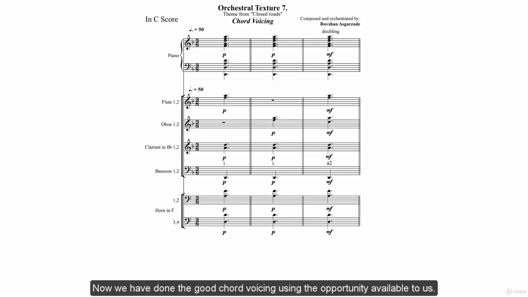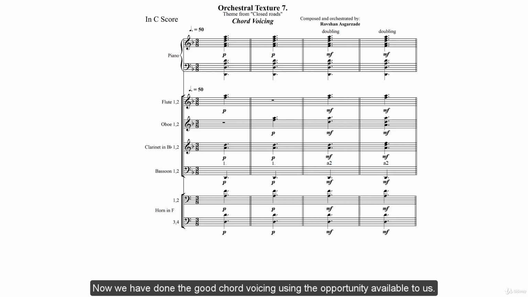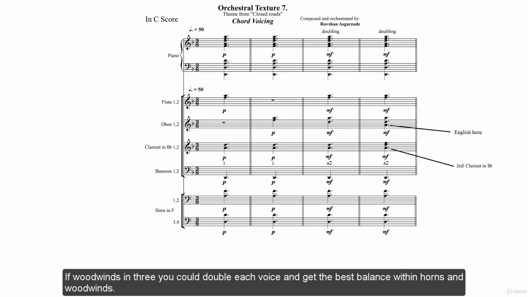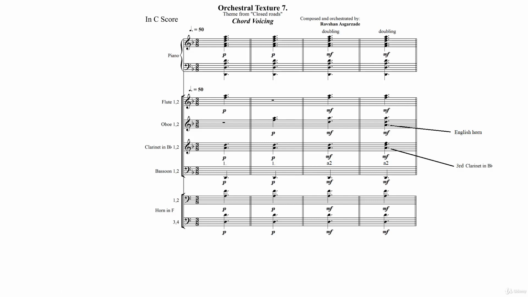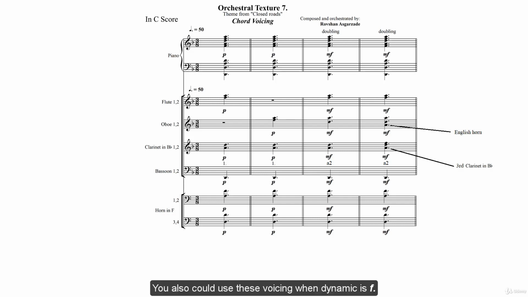Now we have done the good chord voicing using the opportunity available to us, because we have fewer woodwind instruments. If woodwinds are in 3, you could double each voice and get the best balance within horns and woodwinds. You also could use this voicing when dynamic is forte. So let's move to the next chord voicing.